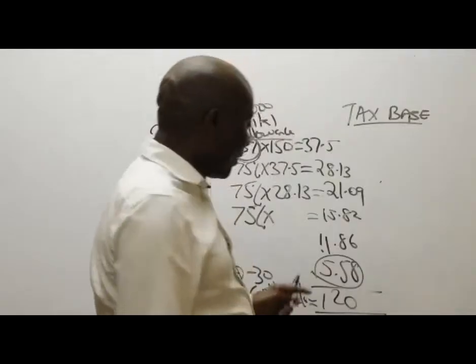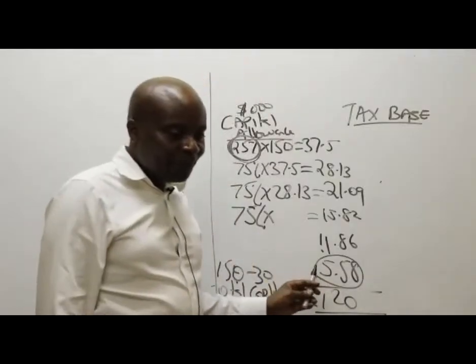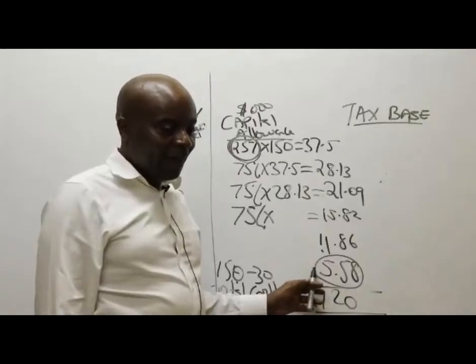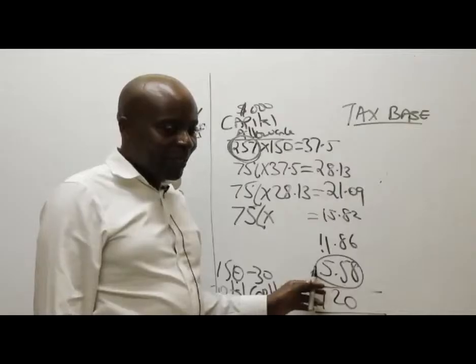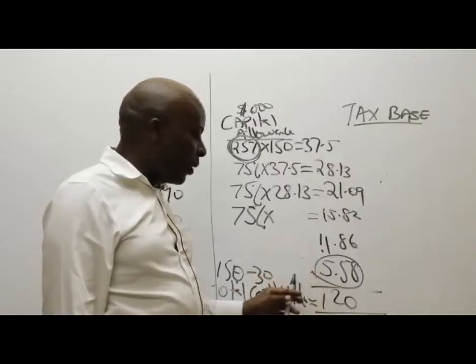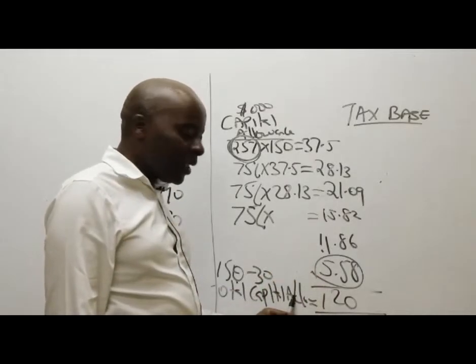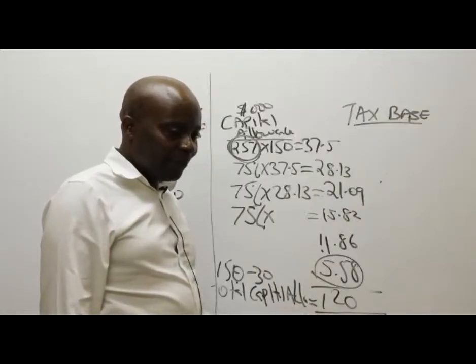Is the problem here at 5.58? Is the problem at 5.58? Have you seen where we have gotten the total capital allowance of 120?